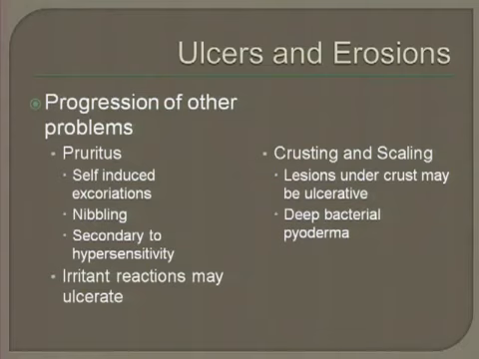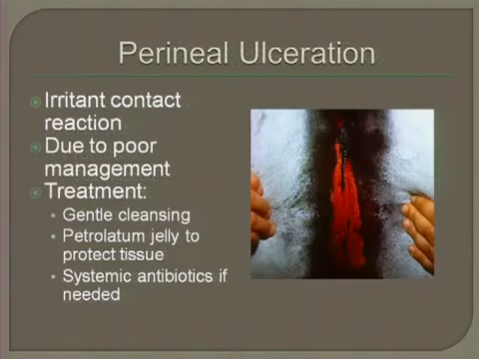But in addition to this, there are various autoimmune congenital disorders that can lead to ulcers, and there are also certain reaction patterns for different contact irritants that are common that you need to be able to recognize as well. All right. So perineal ulceration is one pattern that you need to be able to identify.